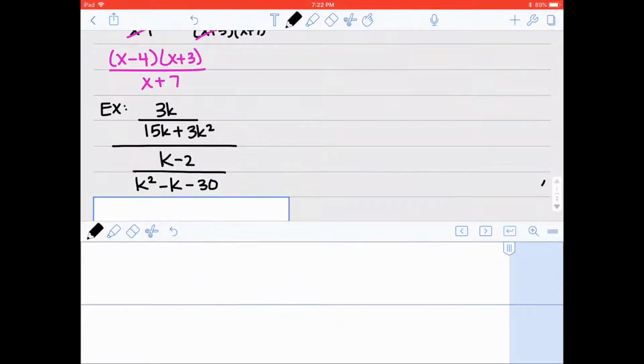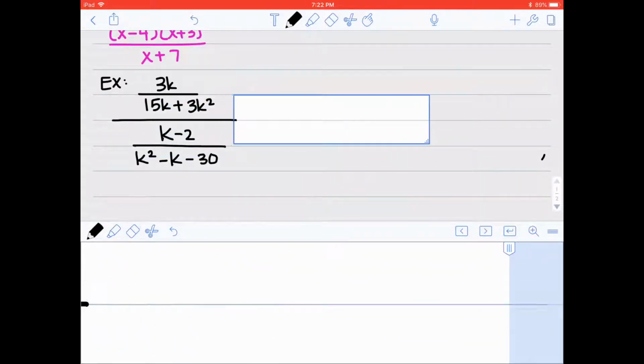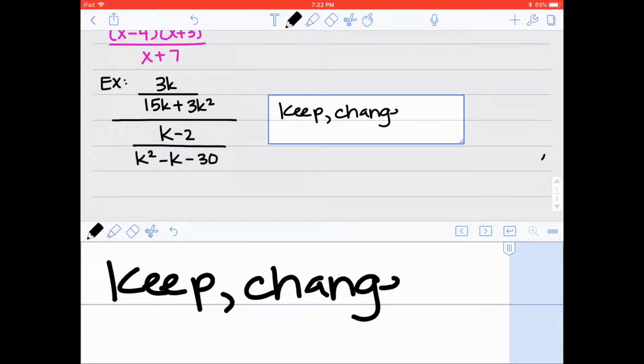The reason I'm giving you the problem written this way is because it typically freaks students out when they see problems like this. So when you do a problem that looks like this, I want you to remember that we do keep it, change it, flip it.